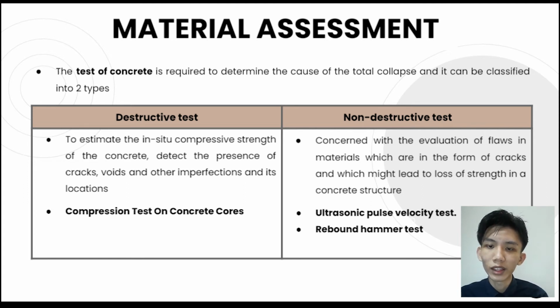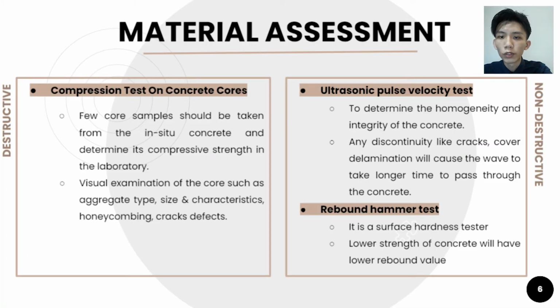For non-destructive tests, we decided to use 2 tests. The first one is the ultrasonic pulse velocity test. The second one is the rebound hammer test. So, I will further expand on these 3 tests. For the first test, the compressive test on concrete core, this is the most reliable and a fast test to determine the compressive strength.